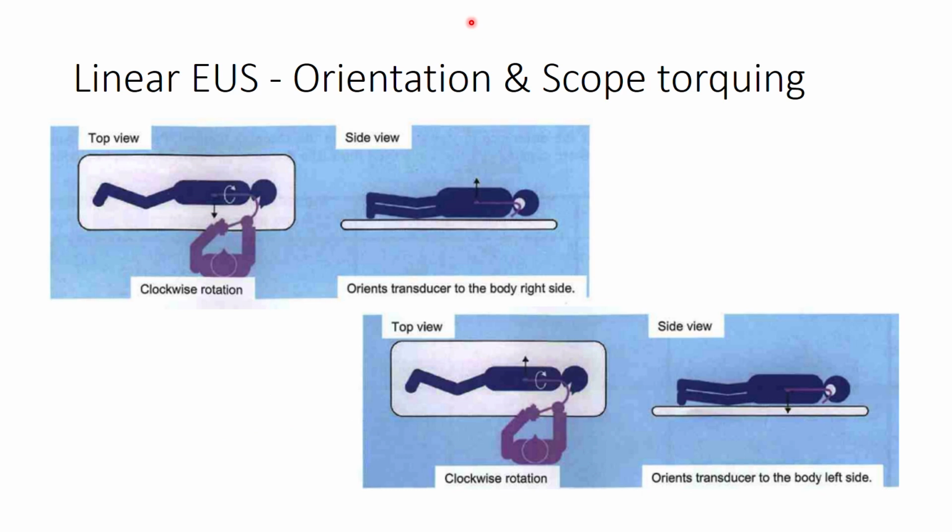So usually the EBUS is done in supine position, and we gastroenterologists do the mediastinal evaluation in left lateral position. And here, in the neutral position, the transducer will be facing anteriorly. To turn the scope towards the right side, we need to turn in the clockwise direction, and to turn the transducer to the left side, you need to turn in the anti-clockwise direction.